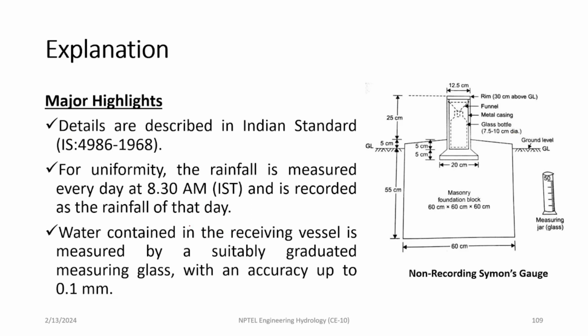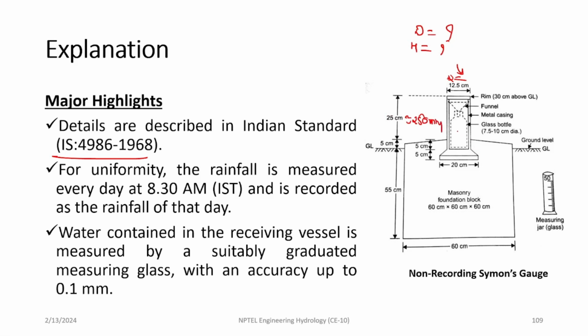So, some of the major highlights. Whatever details are associated with the non-recording Simon gauge have been provided in Indian Standard 4986 in the year 1968. You can get these details. Also, you can get the diameter as 12.5 centimeter. This is important because most of the time it is asked what the dimension of this is. So you should have the diameter as well as the depth information. Here you can see it is approximately 25 centimeter, so it will be 250 mm.